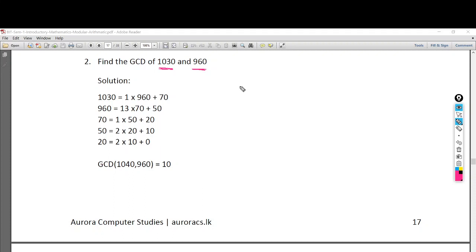So take the bigger number here, 1030. Now you have to write it as a multiple of 96 plus something. Obviously you can see it is 1, because if you multiply it by 2, it's bigger than 1030. So when you do it with some feeling, that is not difficult, right? So 1 into 960, then we have to add 70 more, right? Still this is not 0, therefore we can't stop.